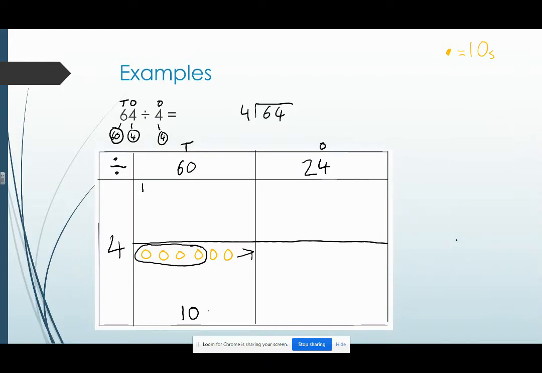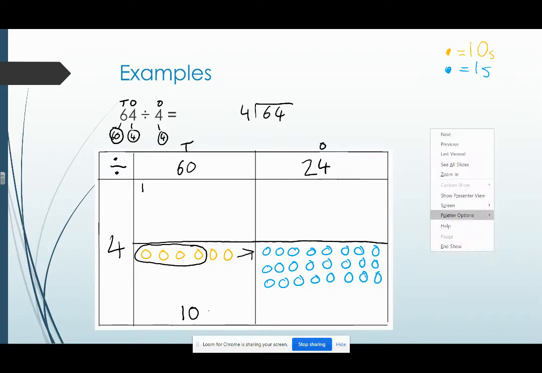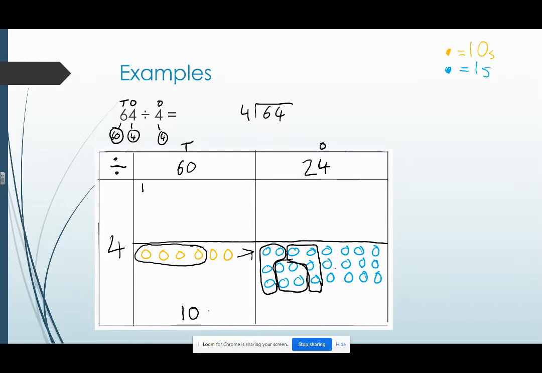we are going to be drawing out these 24 ones. So 1, 2, 3, 4, 5, 6, 7, 8, 9, 10, 11, 12, 13, 14, 15, 16, 17, 18, 19, 20, 21, 22, 23, 24. And that's going to be split into groups of 4. So we've got 4, 4, 4, 4, 4, and 4. So now you can count the groups. 1, 2, 3, 4, 5, 6 groups.